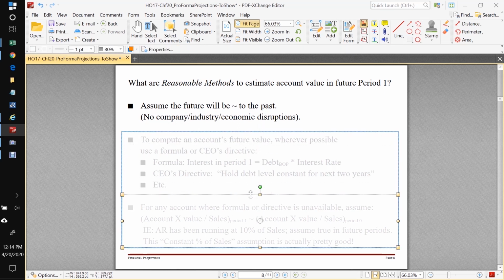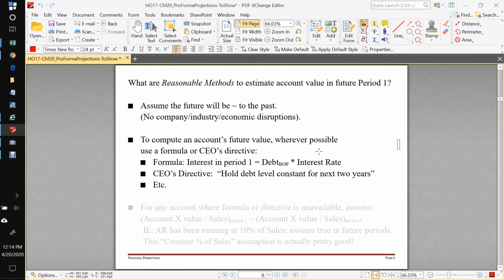So that's number one. Also, more reasonable methods: to compute any account's future value, wherever possible, we're going to use an accounting formula, a formula from accounting, or a CEO's directive. So here's an example of a formula. The interest in period 1, as it has been all semester, as hopefully you learned in accounting too, is going to be the debt at the beginning of the period times the interest rate.